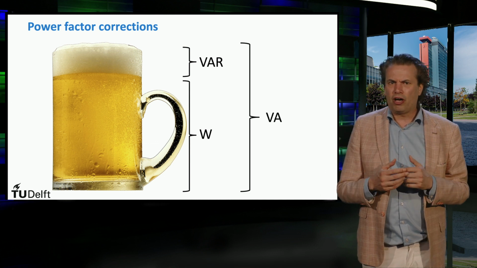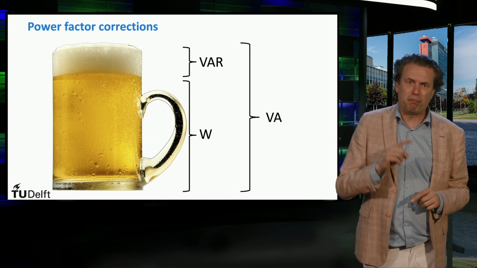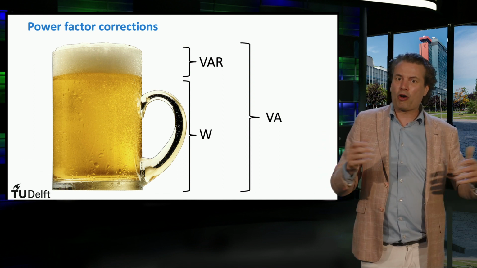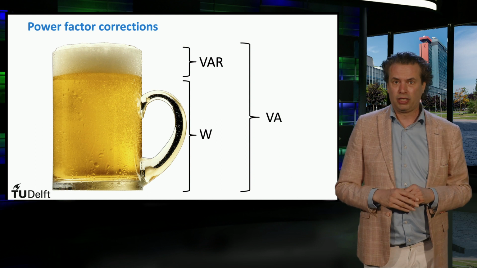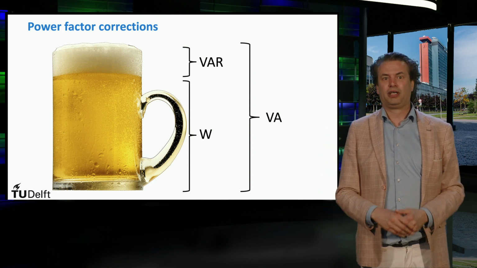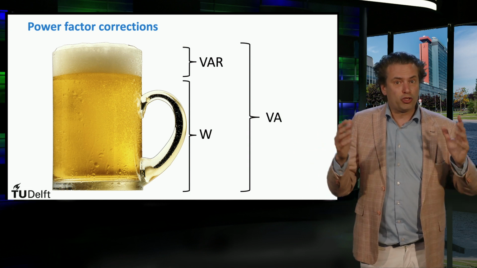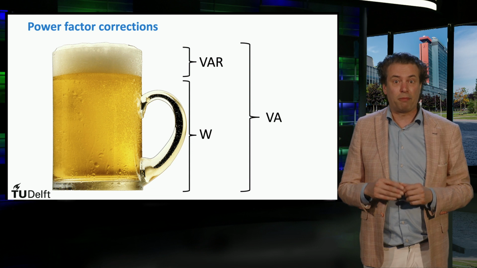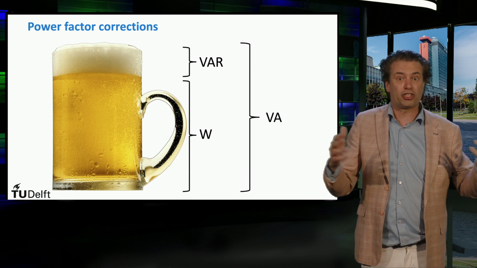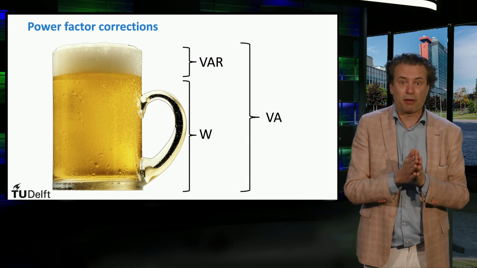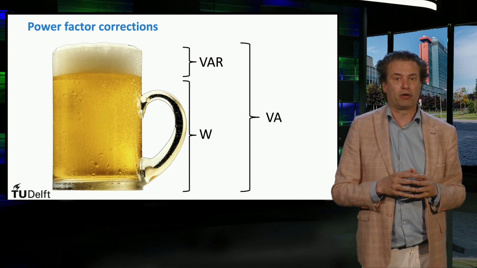Although a customer pays only for the beer, he will receive also some undesired froth that will occupy the space in the mug, thus decreasing the quantity of beer received. The analogy also suggests that the mug must be sized in order to contain both the beer and the froth, just like cables and other system components must be sized considering both active and reactive power.